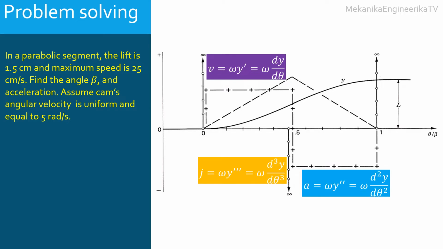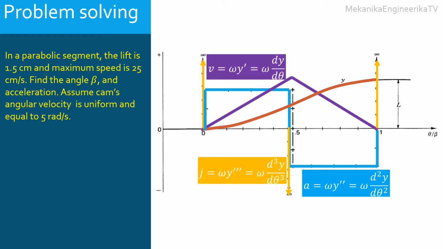In a parabolic segment, of course, the displacement follows a parabolic equation. Thus, the velocity is linear. Here, the velocity is linearly increasing in the first half, and it is linearly decreasing in the second part. Consequently, the acceleration is constant and positive in the first half, and constant and negative in the second half. Here there are three discontinuous changes of the acceleration, in the beginning, in the middle and at the end of the segment. Thus, the jerk is infinite in the beginning, in the middle and at the end of the segment. The jerk is zero elsewhere.